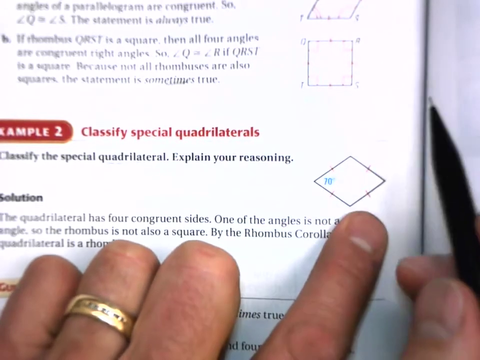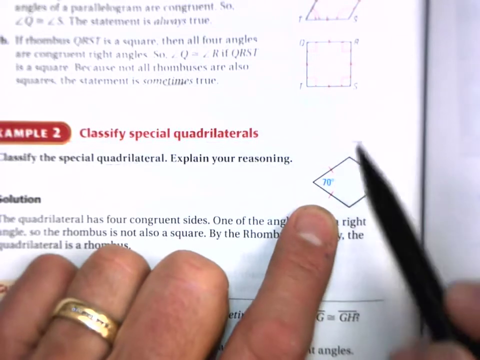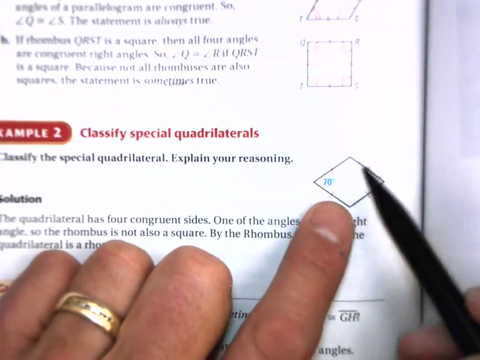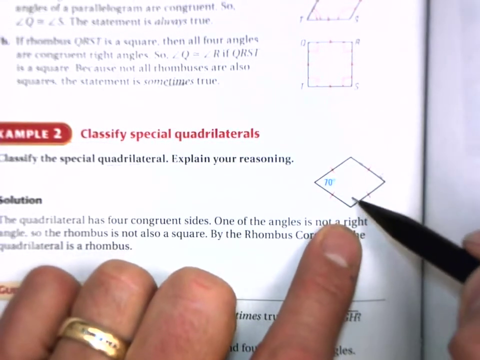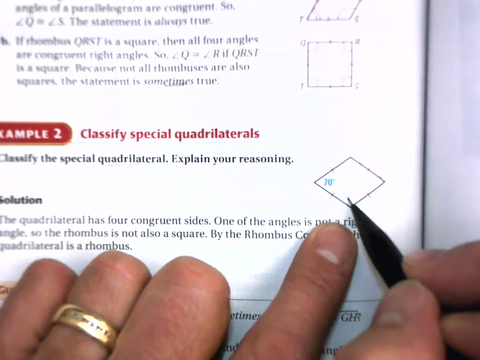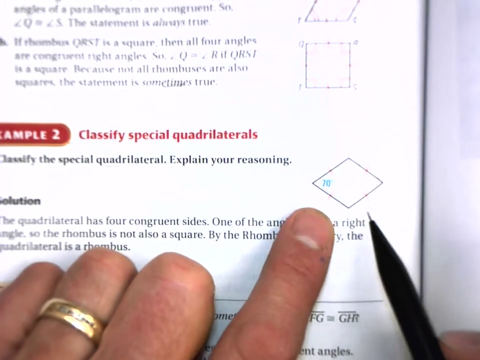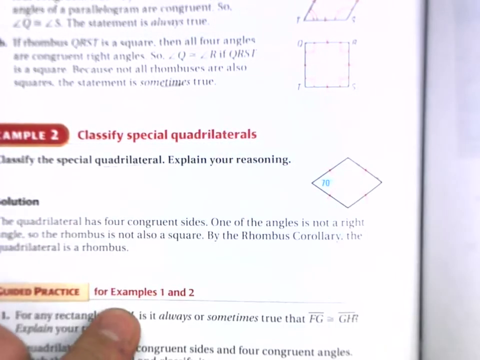So therefore, this angle over here is also going to be 70 degrees. And remember, these consecutive angles are supplementary. So this angle is going to be 120 degrees. Opposite angles are congruent. So this angle is going to be 120. So if they just give me one angle, I can figure out all the other angles. And obviously this guy's not a square, because to be a square, you have to have right angles.